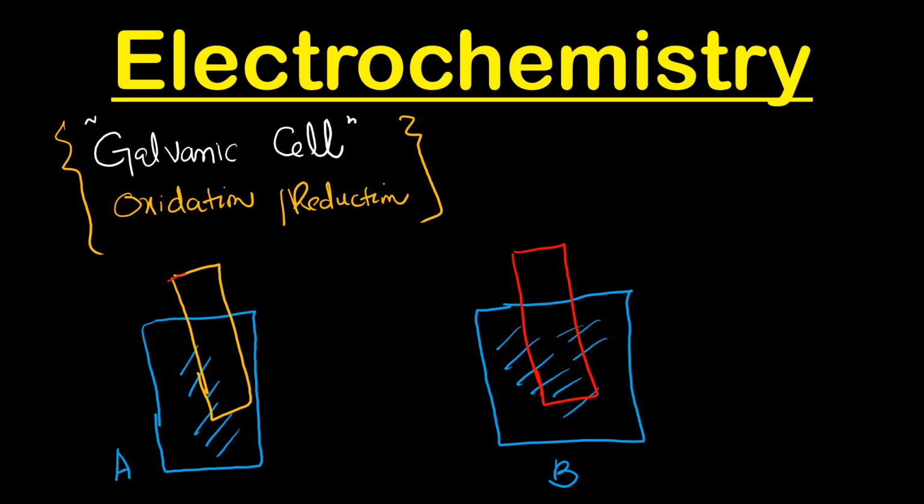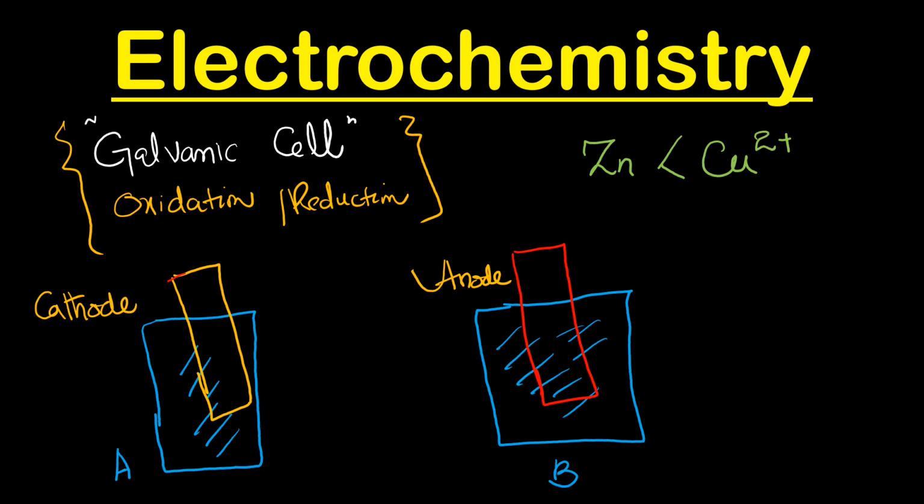Suppose this is cathode and this is anode. Now, every atom has an ability of pulling electrons, such as zinc has a lesser ability of pulling electrons than the copper Cu2+ ions.